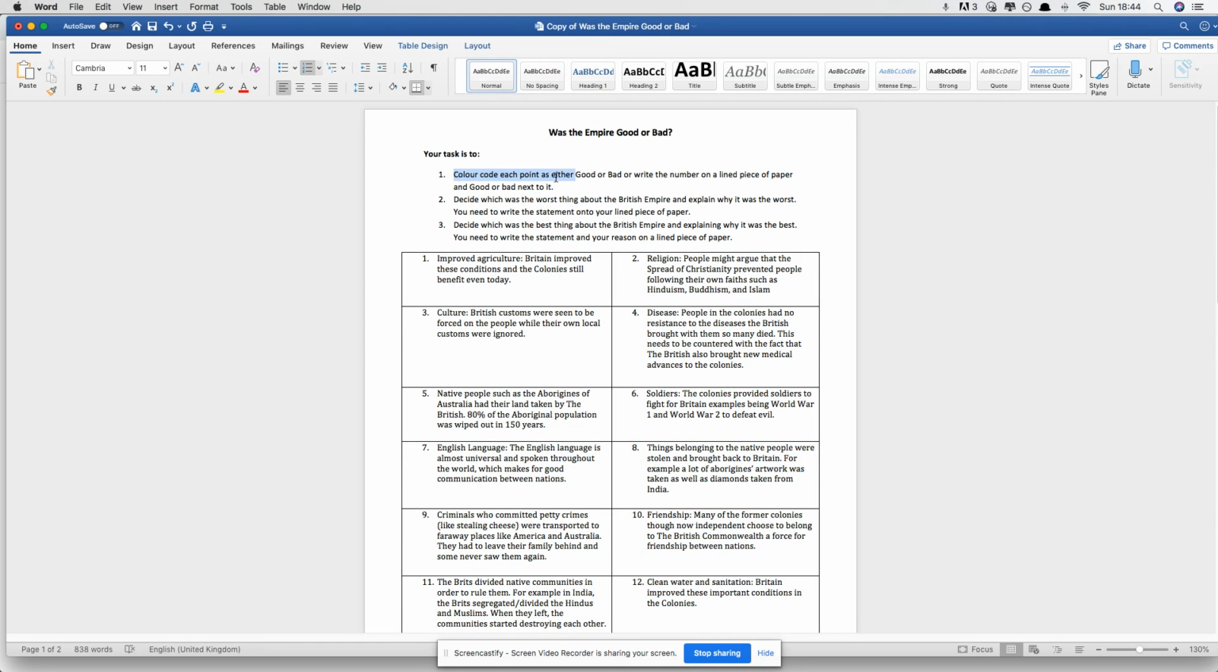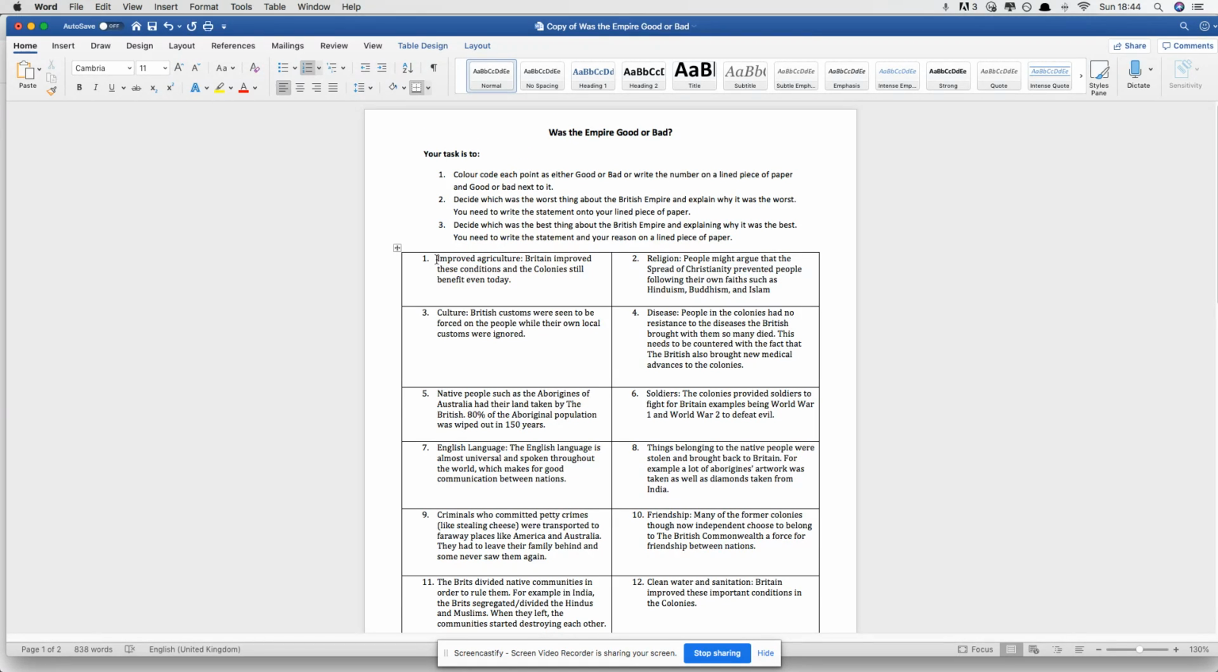And the first one is color code each point as either good or bad, or write the number on a lined piece of paper and good or bad next to it. So if you don't have access to a computer and be able to do this online, you can do this by hand. So what you do is you write out number one, you read it, and you decide whether that is good or bad. That's an example of British Empire being good or bad.